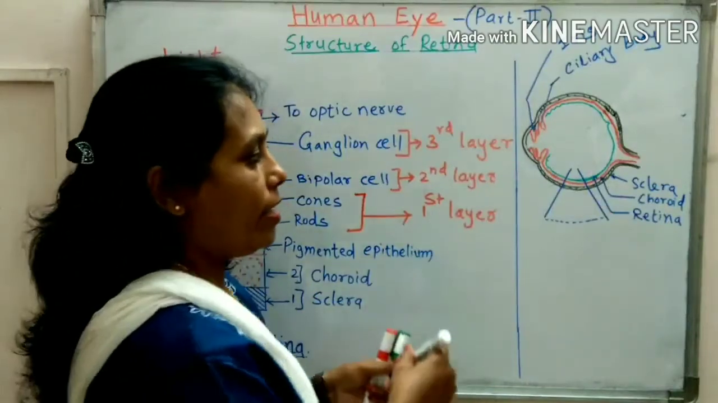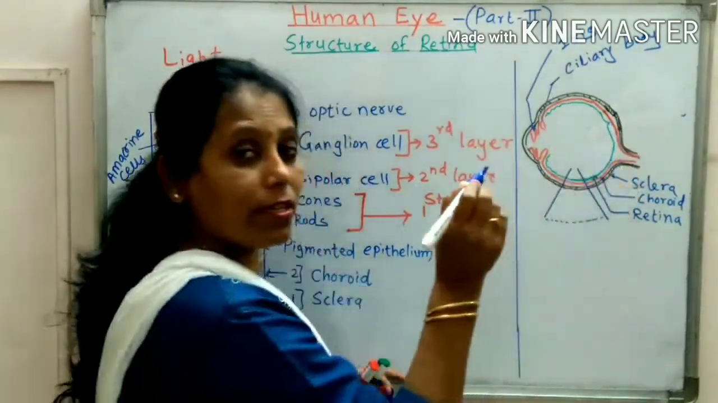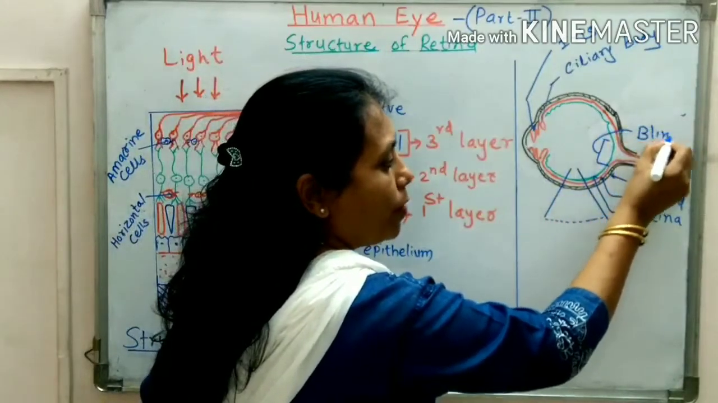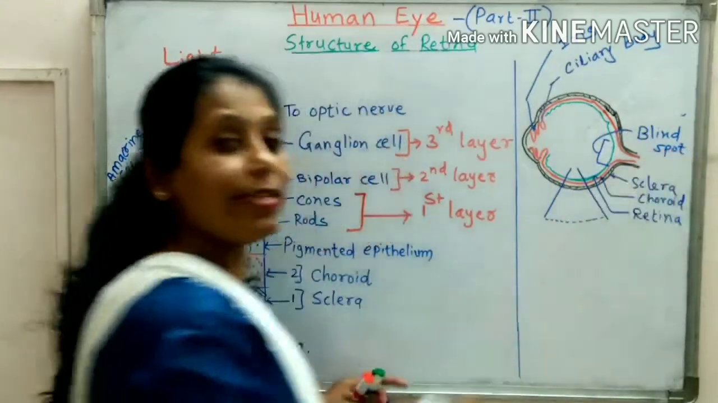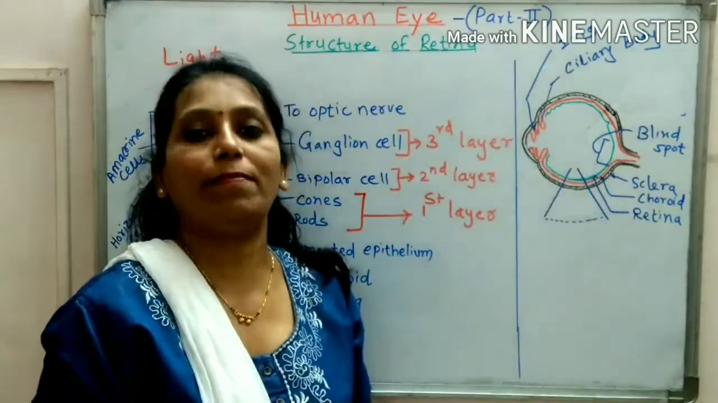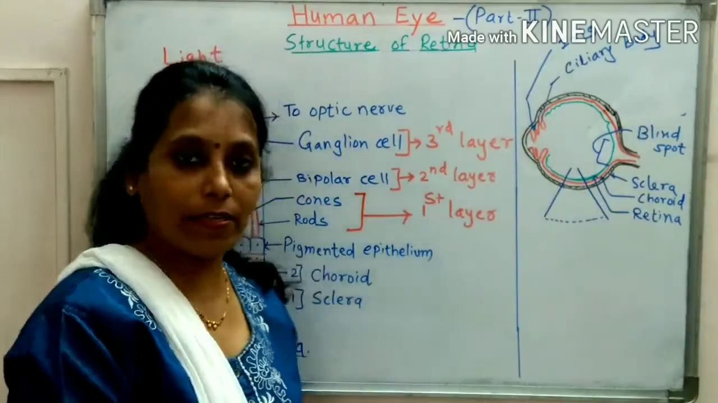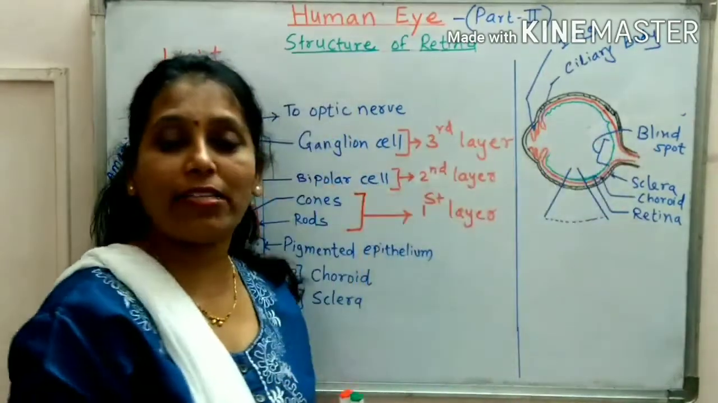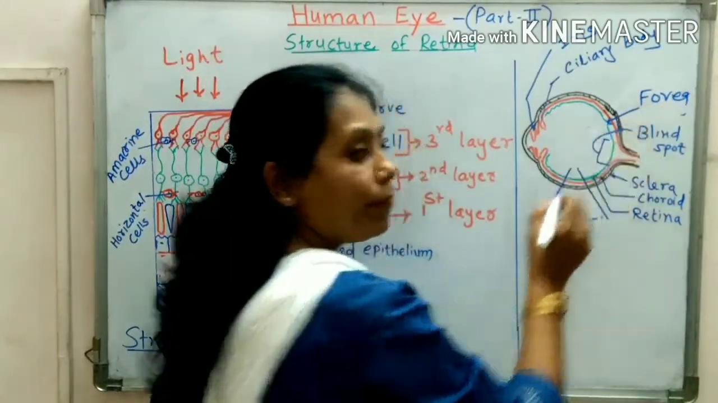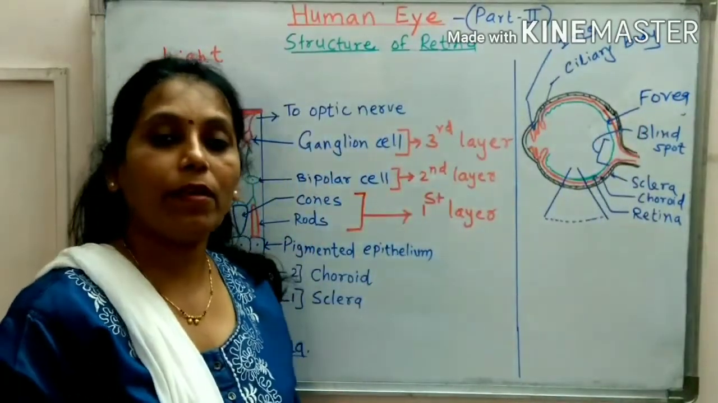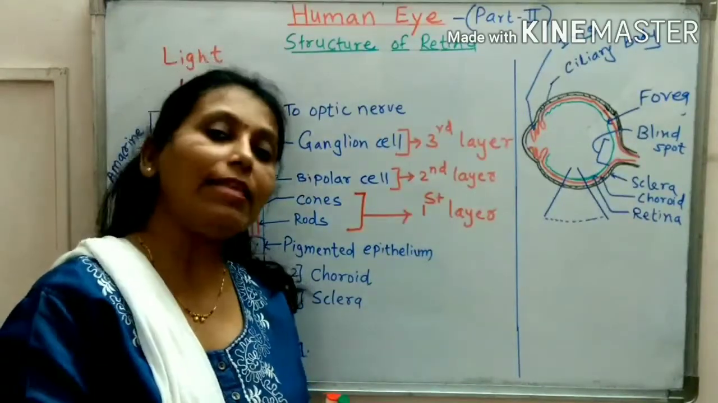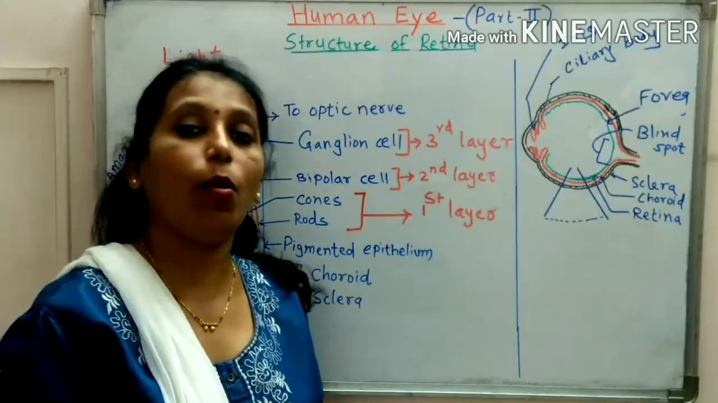This retina here forms the blind spot. Now, what is the blind spot? The blind spot is the area where the rods and cone cells, which are the photoreceptors, are absent. Now here one more depression-like structure is present. This depression is called the fovea. What is the function of the fovea? The fovea has the sharpest vision because in this area cone cells are present more.